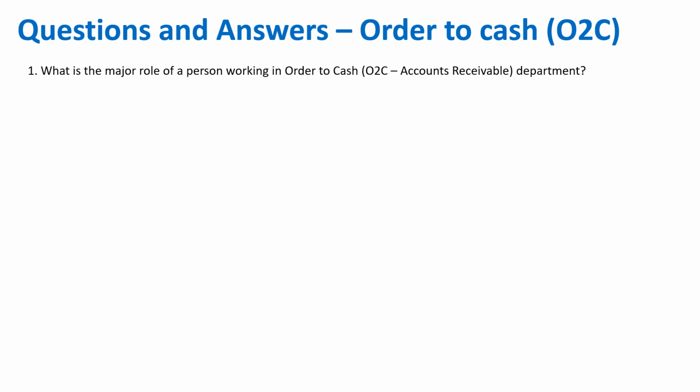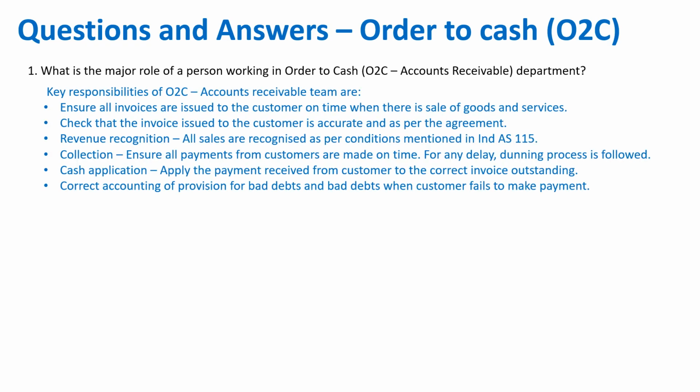What is the major role of a person working in the order to cash department? What are the roles and responsibilities of a person who will be working in the O2C department? So here are the key responsibilities. The first one is to ensure all invoices are issued to the customer on time when there is a sale of goods or service. That is the first important role of the O2C team.